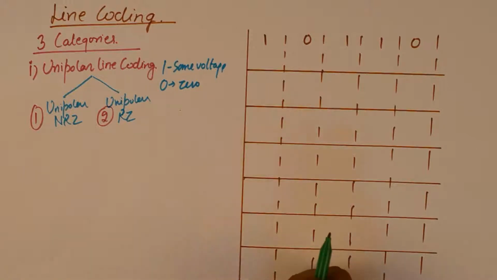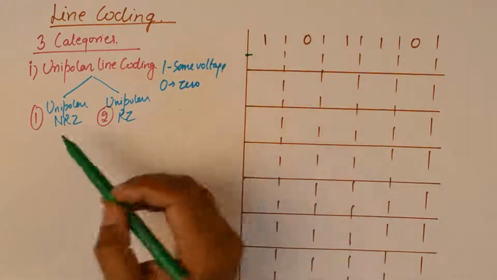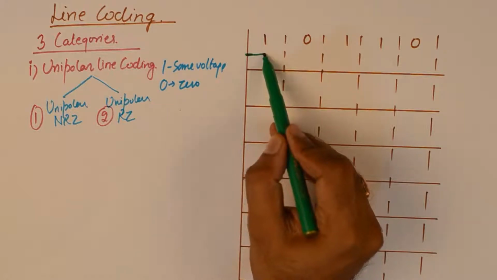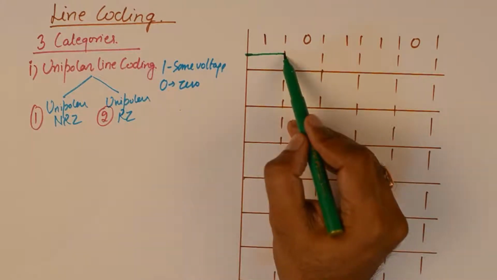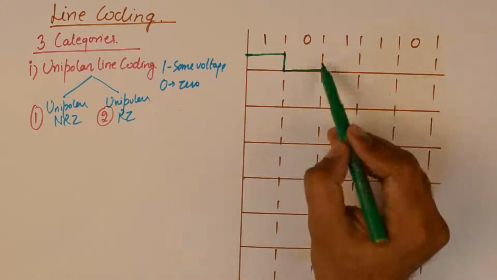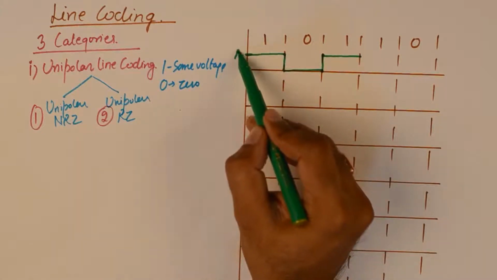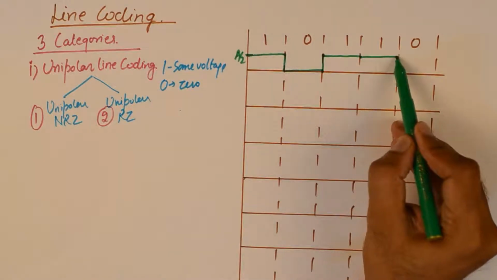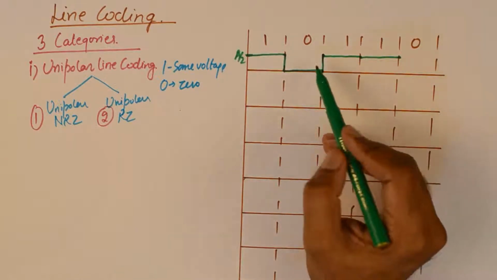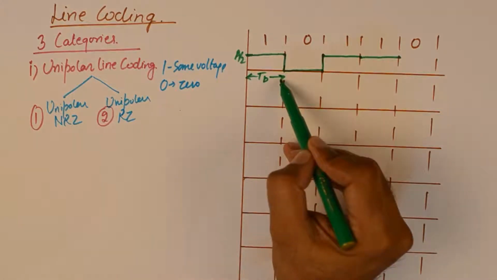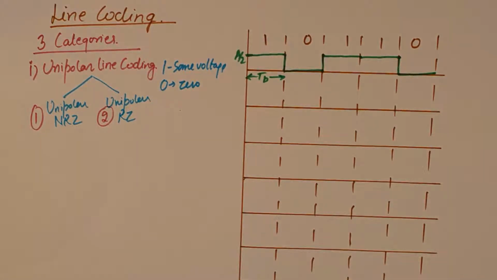Now in unipolar non-return to 0, a 1 is represented by some voltage, so we'll assign a voltage to 1 and we'll keep that voltage for the entire bit time, and 0 is represented by, of course, 0. 1 again attains the value of some voltage, for example A by 2. But the fact of the matter is 1 stays at A by 2 voltage level for the entire bit period or bit time, which is TB, the bit interval, and 0 stays at 0 level.